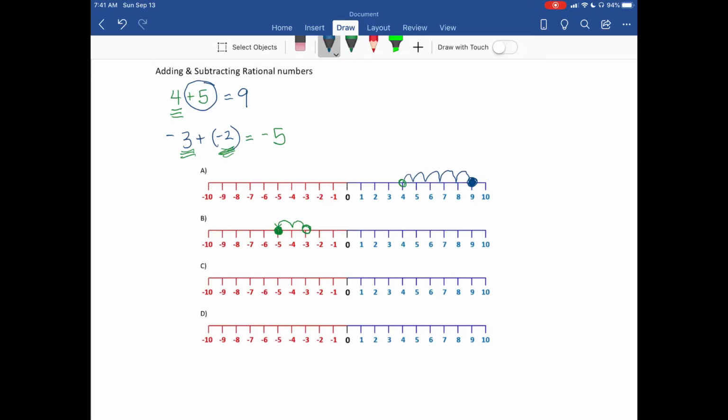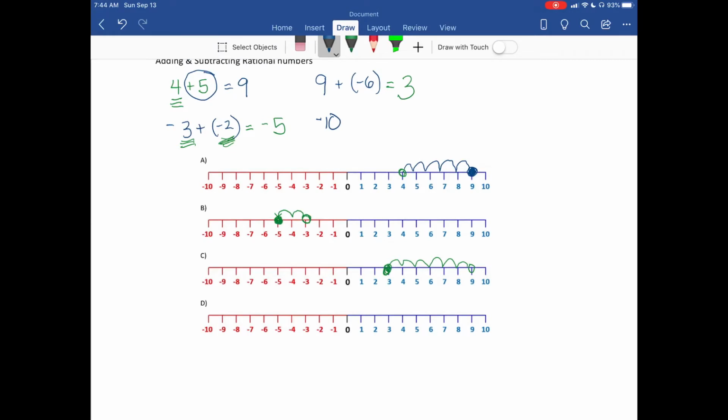Let's do 2 more. So let's say we have 9 plus negative 6. What are your thoughts? First thing we do is start at 9, because that's 9 to the right of 0. And then I'm adding to it negative 6. That negative tells me I'm going to the left. I'm going to the left 1, 2, 3, 4, 5, 6 units. And that leaves us at positive 3.